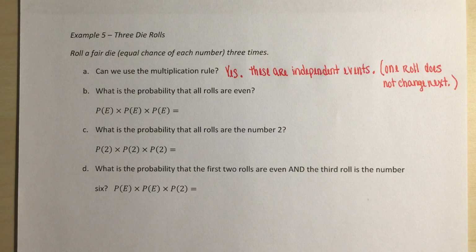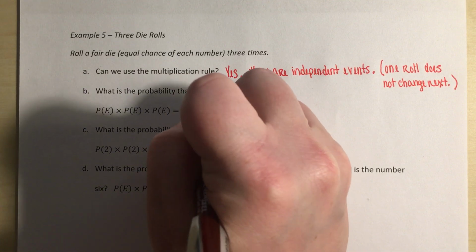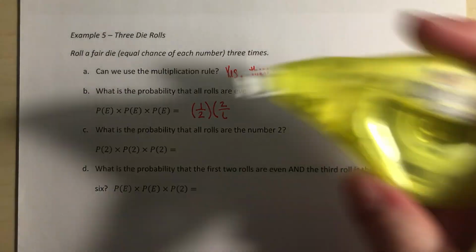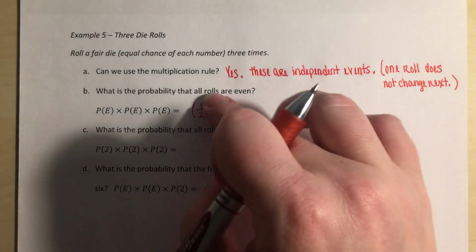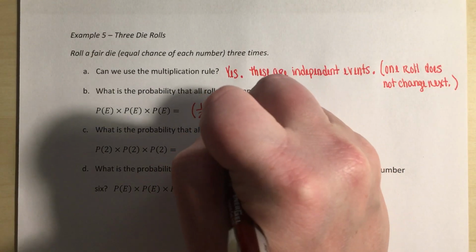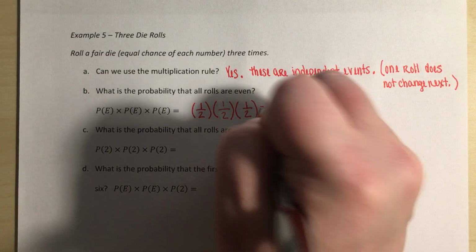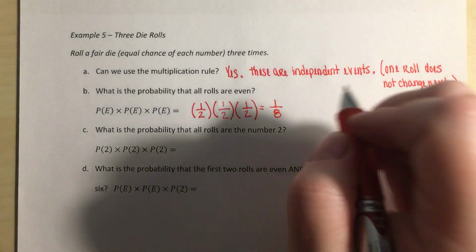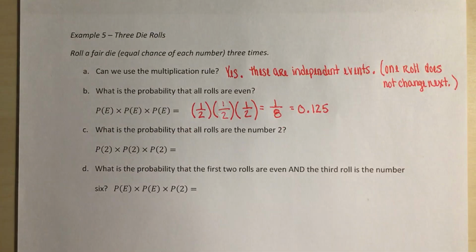So what is the probability that all rolls are even? The probability of rolling an even number is 1 out of 2. Really it's 3 out of 6, which reduces to 1 out of 2. Half of our numbers on our die are even, the other half are odd. So 1 over 2 times 1 over 2 times 1 over 2 gives us 1 over 8. We could write it as a decimal or a percent if required.